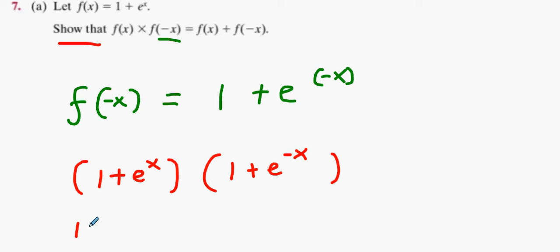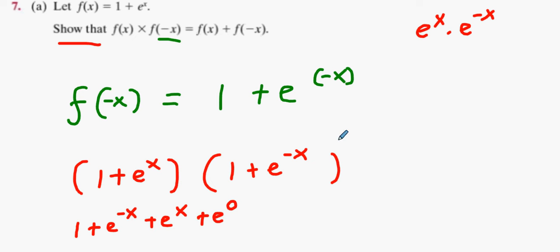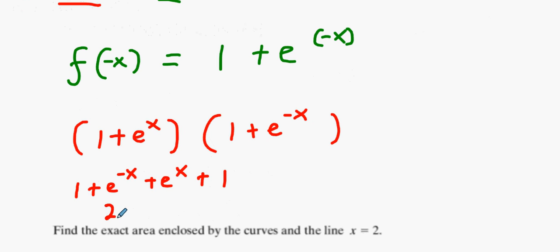1 plus e to the minus x plus e to the x. What's e to the x by e to the minus x? E to the 0, because you add the powers. And what is e to the 0? 1. Awesome. And then what's your answer for that part? 2 plus e to the minus x plus e to the x.